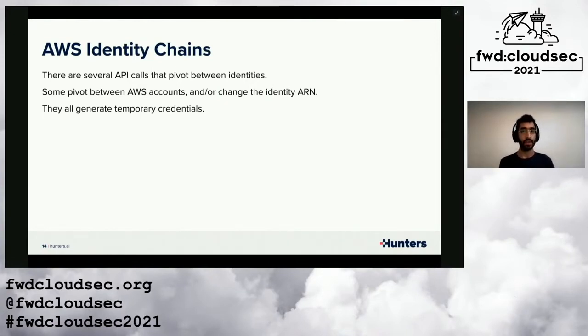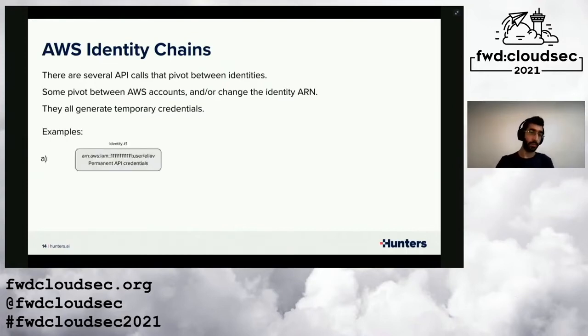What are identity chains? There are many different API calls in Amazon that actually pivot between identities. Some of them also pivot between different accounts, and some of them also change the actual ARN belonging to the identity. What they all do is they all generate a new set of temporary credentials.